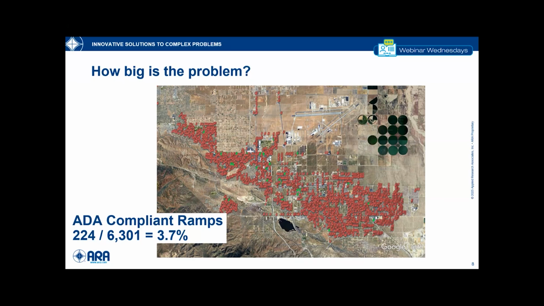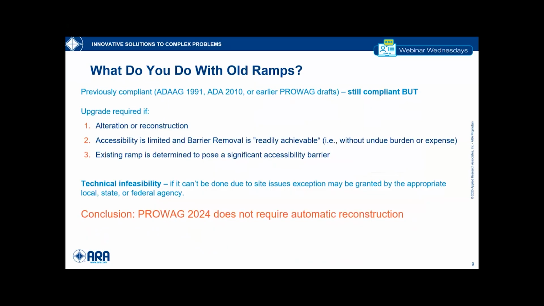And so I'm going to try to give some guidance today on how to manage those assets effectively to get essentially the best bang for your buck out of managing those assets. But that being said, what do you do with all those old ramps that are non-compliant according to PROWAG? Well, essentially, PROWAG does not require automatic reconstruction because they understand the complexity and the enormity of the problem. But if you're going to do an alteration or reconstruction, then you have to make it PROWAG compliant.